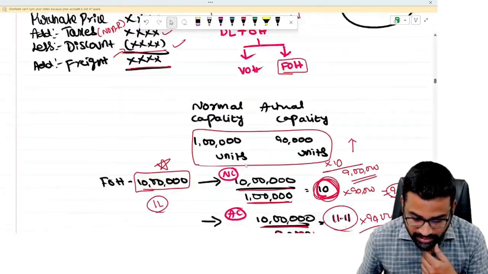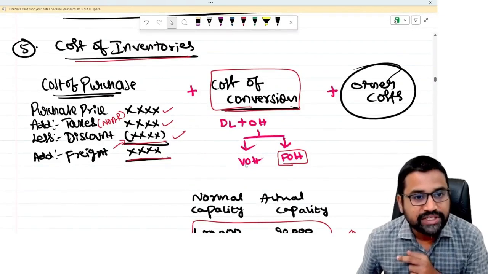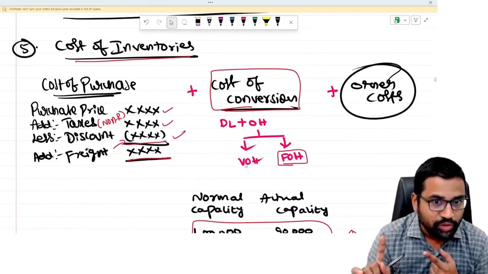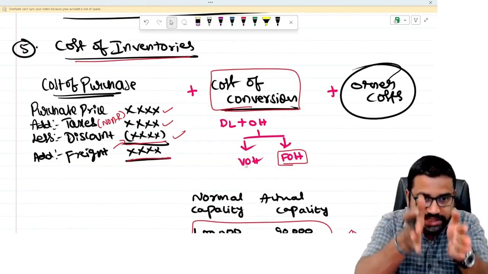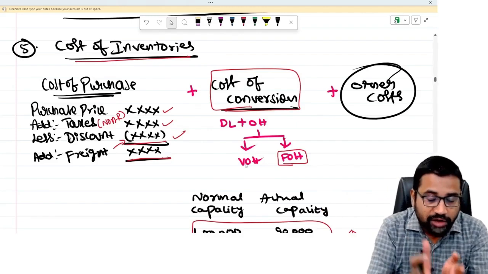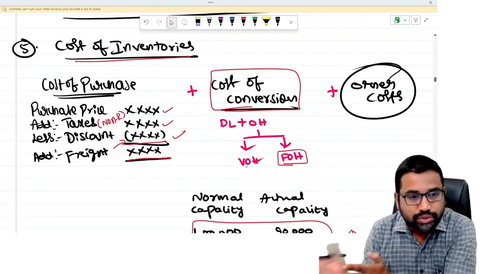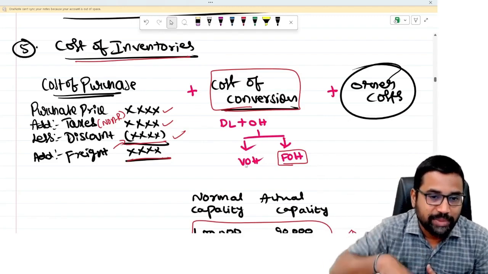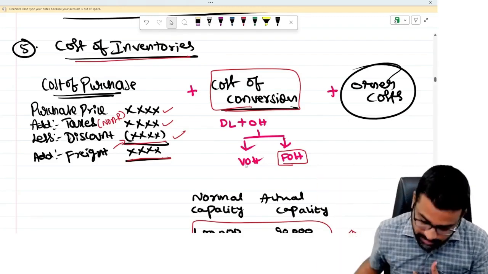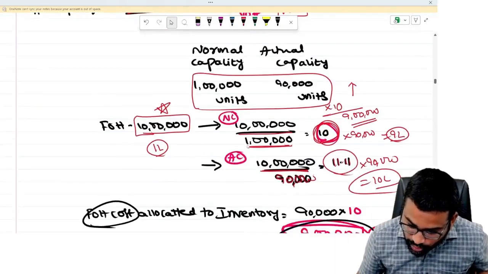So always, cost of conversion, remember, in exam they may ask a question. Whenever you see overheads, inventory cost, purchase cost, labor cost, overhead cost, fixed overheads, variable overheads. So simple: variable overheads based on actual capacity. Fixed overheads, actual or normal, whichever is higher. I told you the reason also.